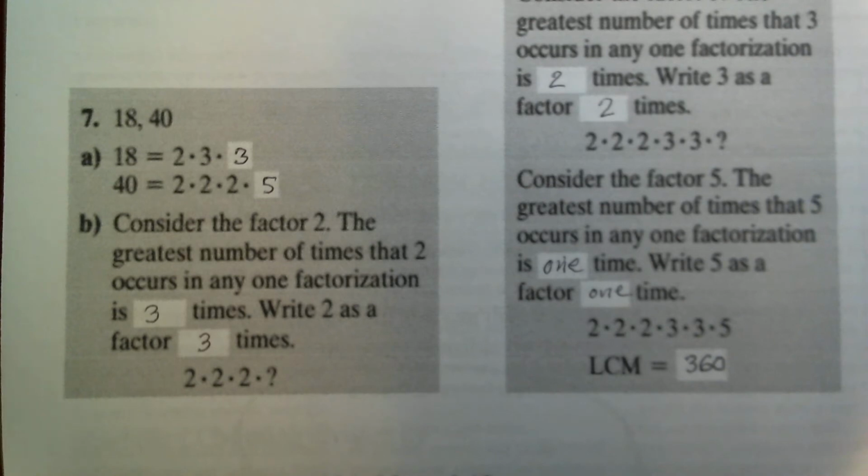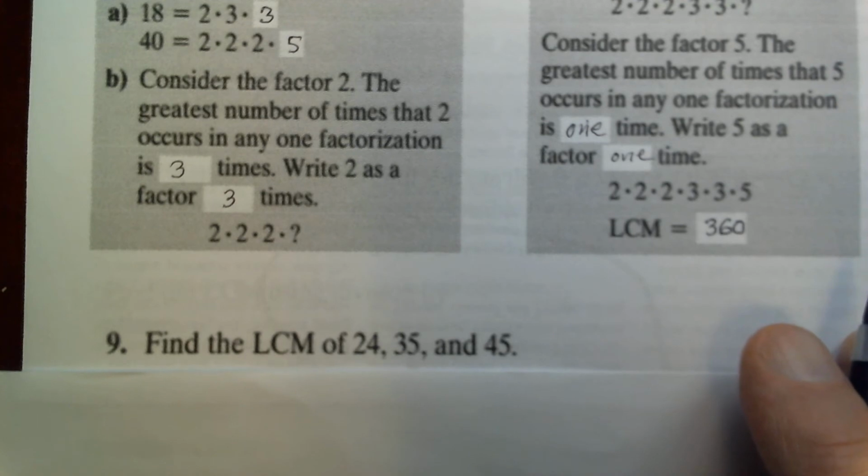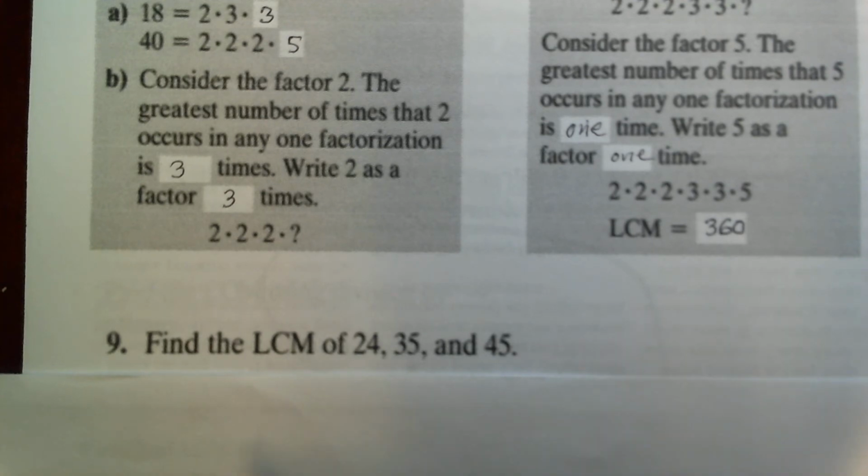Okay, let's look at another example, number 9. Find the LCM of 24, 35, and 45. So what do we do here? Well, we write the prime factorization of 24, which is 2 times 2 times 2 times 3. And the prime factorization of 35 is 5 times 7. And the prime factorization of 45 is 3 times 3 times 5.